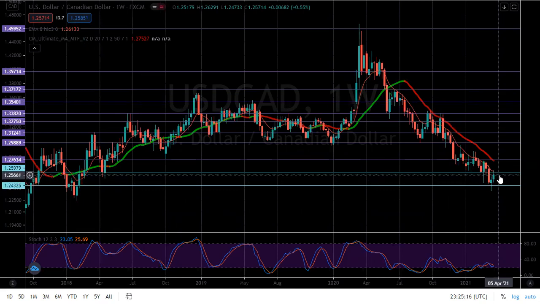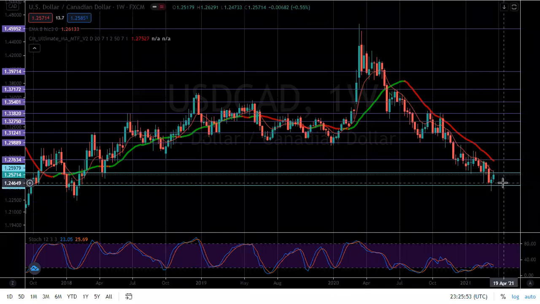And we got here and we saw price being rejected from the 1.2597 area. Now, what do we expect price to do? I'll be expecting a retest of this broken support.